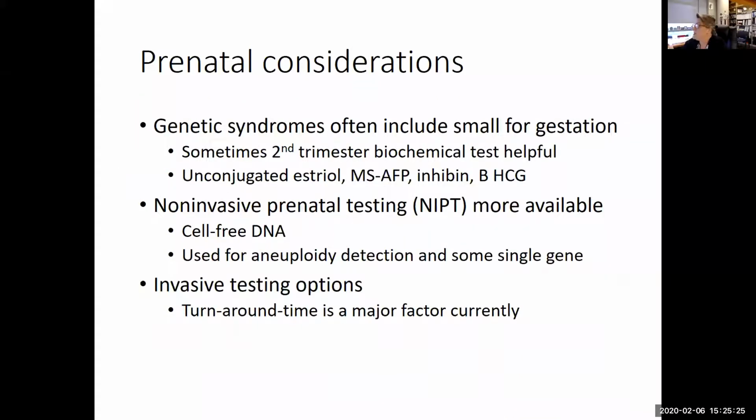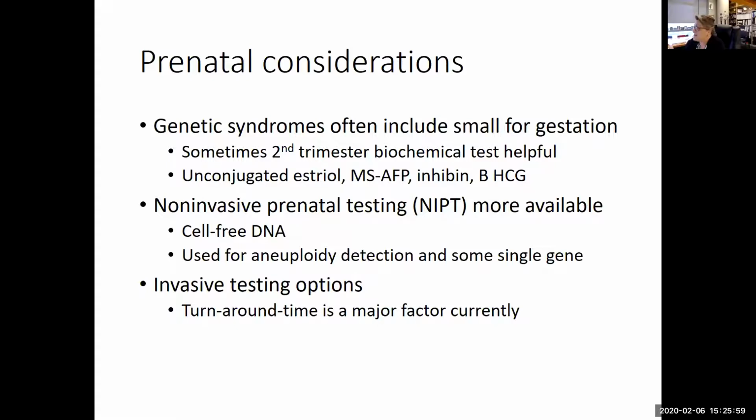So that's a very nice landmark to be able to use, and these landmarks match within the prenatal period as well. So just some big generalities here when you're doing ultrasounds, say the fetus is measuring smaller than you'd expect for the gestation. Another prenatal clue is that sometimes genetic syndromes also include the fetus being small for gestational age. In those instances, sometimes the 2nd trimester biochemical testing as a screen may help point you in the direction of a trisomy, for example.